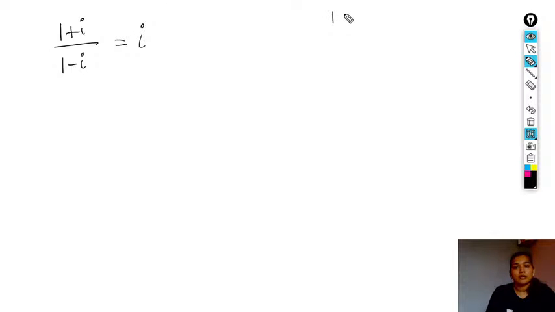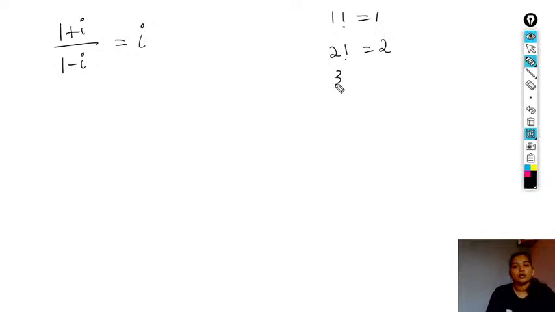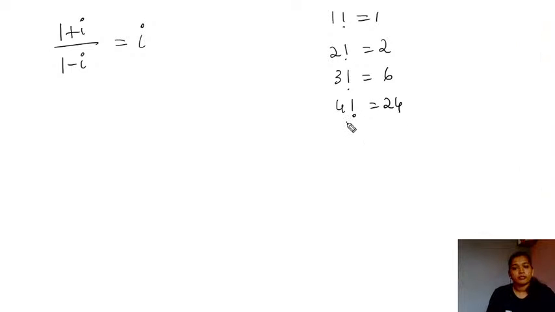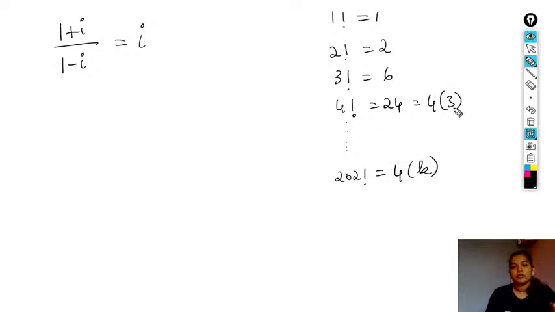Now let's check for the values. 1 factorial, this is 1. 2 factorial is equal to 2. 3 factorial will be equal to 6. 4 factorial, right, this will be equal to 24. From now on, all the terms here will involve the number 4 up to 2012 factorial, this will be 4 times some positive value k. Am I correct? Here also this is 4 into 3. So from now on, all the numbers from 4 factorial onwards, up to 2012 factorial, these all are going to be multiples of 4.